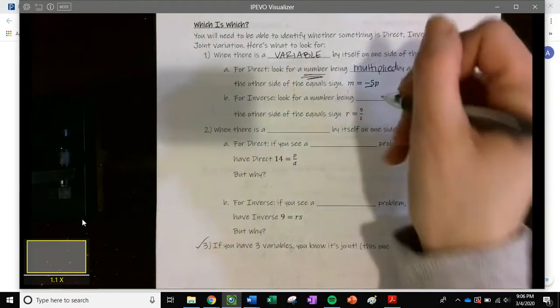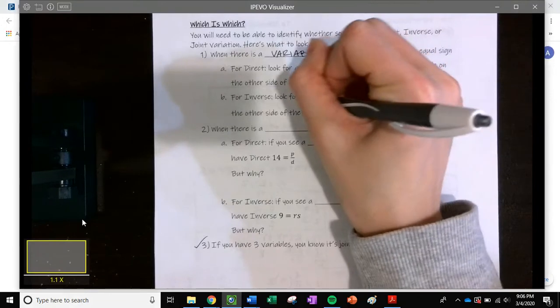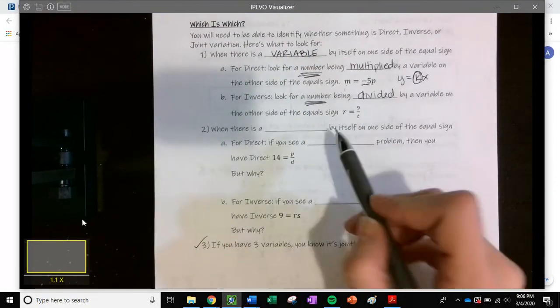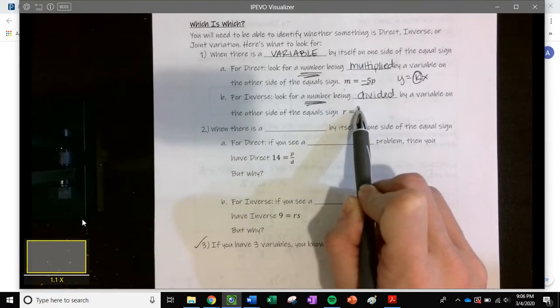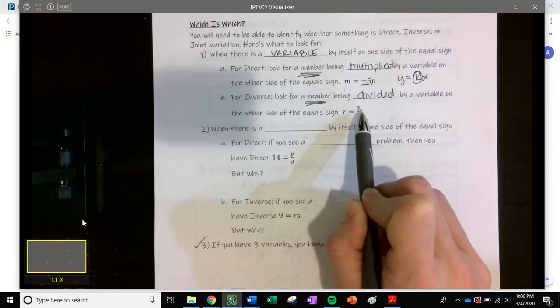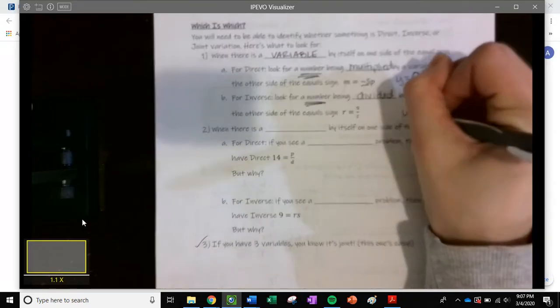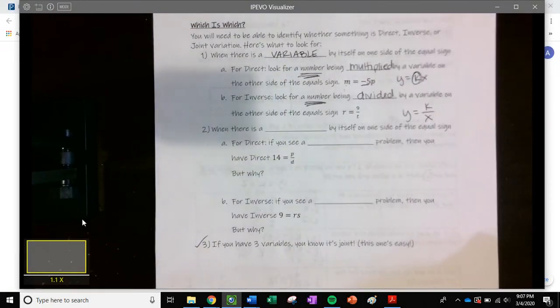Alternatively, if you have a number being divided by a variable on the right side of the equal sign, such as r, a variable by itself, equals 9 over t, a number being divided by a variable, you know that that's inverse. It's the same thing as y equals k over x, which is what we learned.